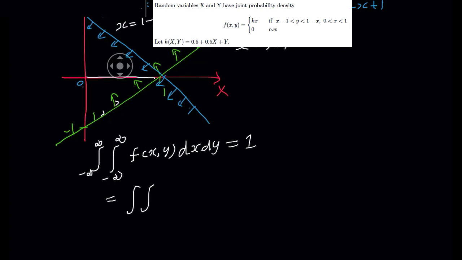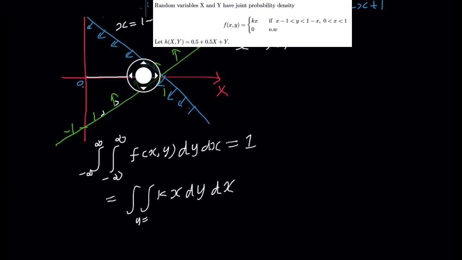I first use f(x,y), that is kx. I use dy first and then dx. Okay, then I can change this one to dy and dx. So still this equals 1. So then the y limit. What is the y limit?